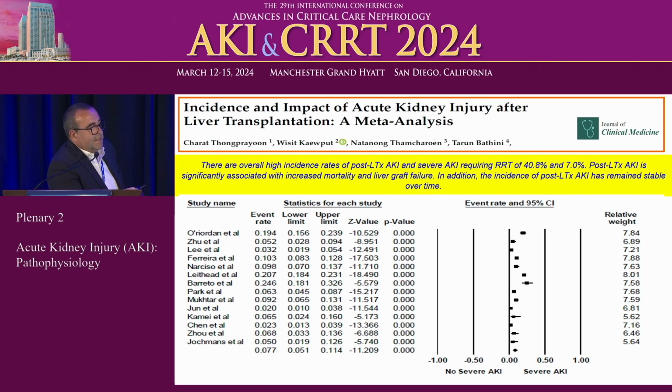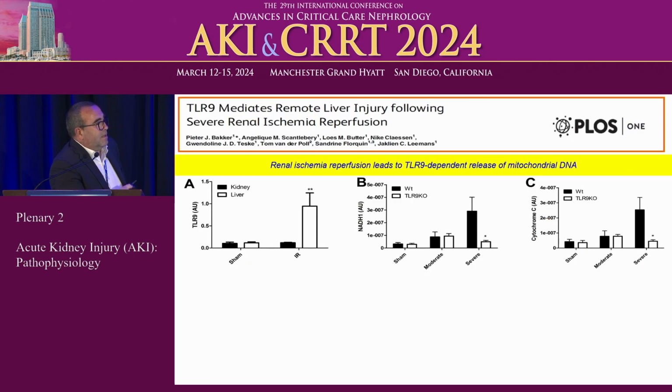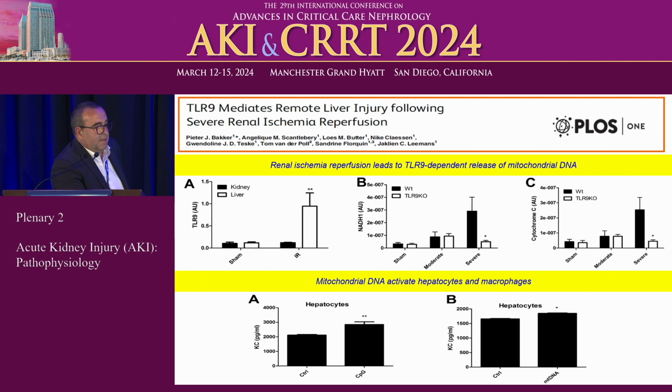A similar thing, and this is the last example, in liver transplantation, in which we have an overall high incidence of post-transplant AKI and severe AKI requiring renal replacement therapy. And AKI is also associated with graft failure, as you can see in this meta-analysis. Also in this case, the underlying etiology of liver disease may be different. For example, AKI seems to be more pronounced in orthotopic liver transplant patients with NAFLD in comparison to alcohol-related liver disease. And also in this case, as I showed you for the lung, renal ischemia reperfusion may lead to toll-like receptor 9 dependent release of mitochondrial DNA, and this mitochondrial DNA is able to damage hepatocytes and macrophages, leading to inflammation in the liver graft.